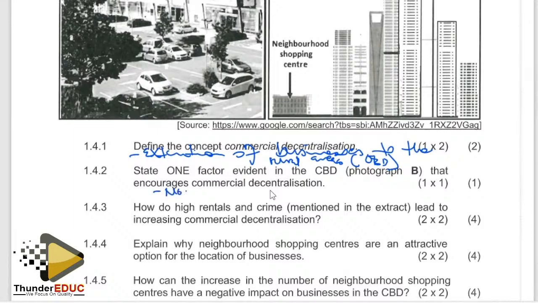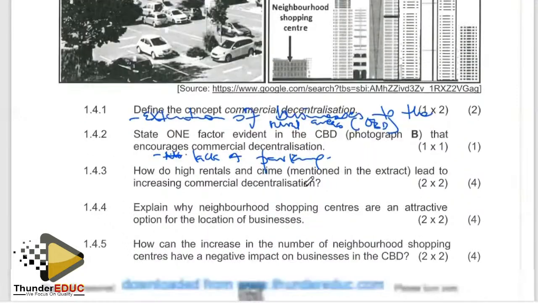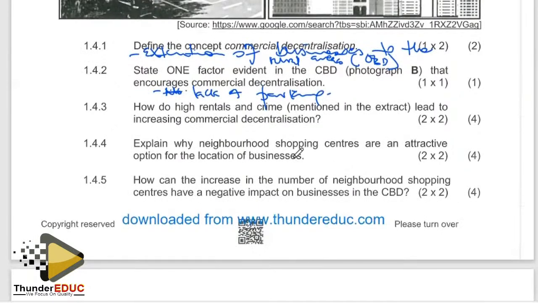The next question is name one factor evident in the CBD photograph B that encourages commercial decentralization. No parking space, or we can say lack of parking as one of the factors. You can give as many as possible. Lack of parking space, the high population, etc. But basically, there's no parking space for cars. So it is ever congested.